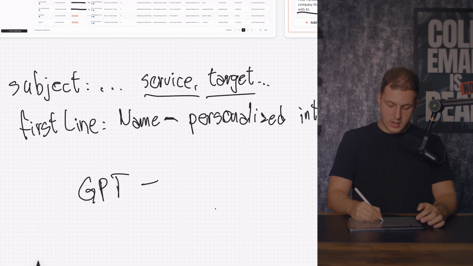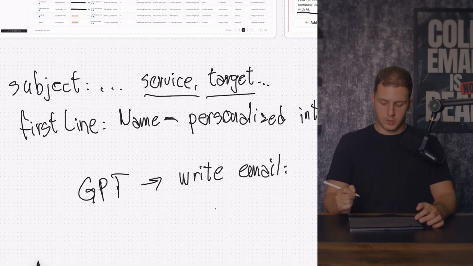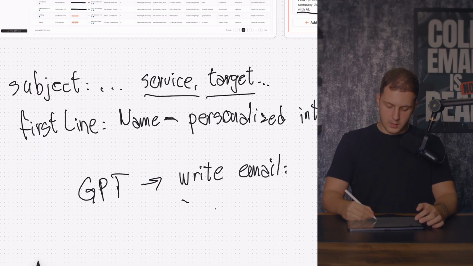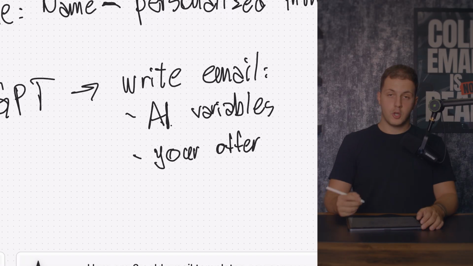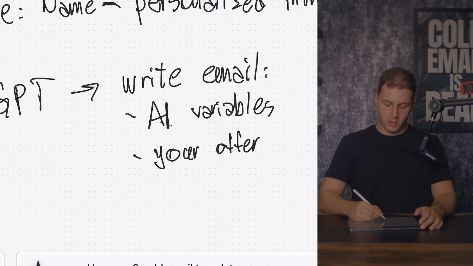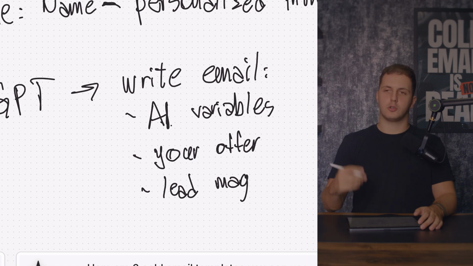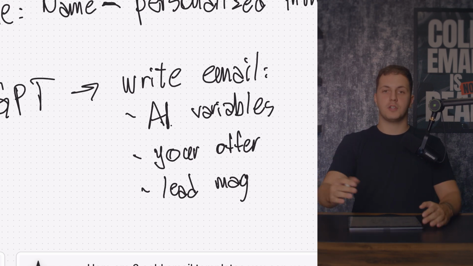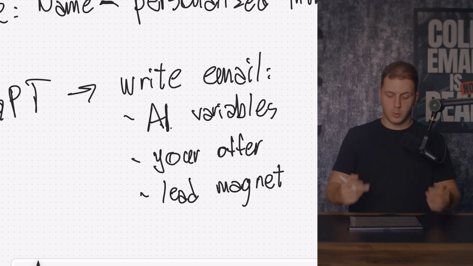Now, once you have these variables available, you can actually go to GPT and ask it to write the email and provide the following information. You want to provide AI variables, your offer, service, and so on, and your lead magnet, which is something like a document, a video, or something like that, that you can offer to your target audience for free. I can show you the way we do this.